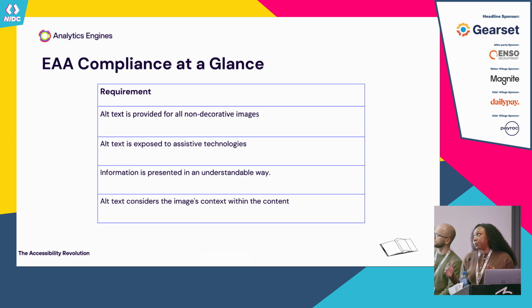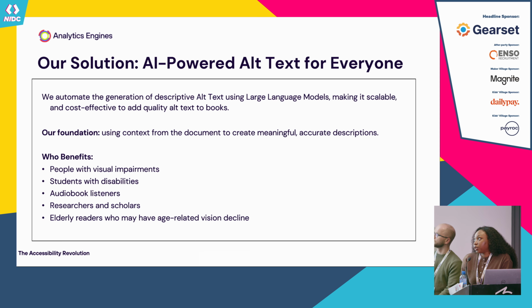Information also needs to be presented in a way that people reading the documents or listening to the documents would understand. And alt text, the most important, which I think is the basis of our solution, is that alt text considers the image's context within the content. So it can't be inadequate like the flower diagram that I showed you before. It actually needs to take into account the context of the document. And that's where our solution comes in.